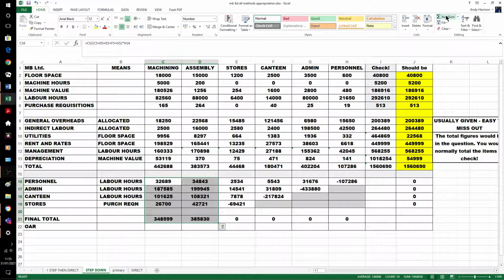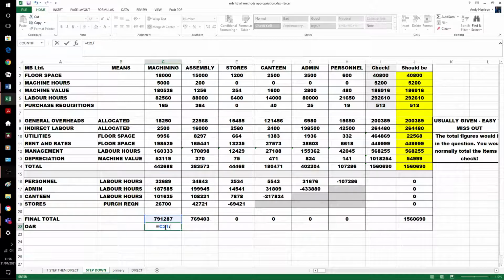Very traditional. And then as our subtotals, and I've just demonstrated how easy it is to forget to put the original totals in, because that's what I should have done. Up to our total, and now our overhead absorption rate on our step down method.